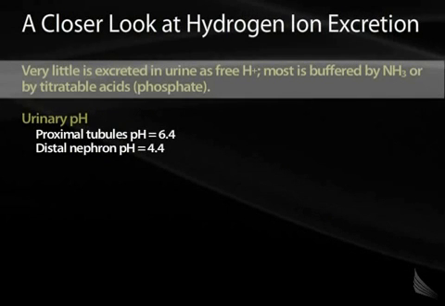Very little hydrogen ion is excreted freely. Most is excreted in the form of ammonium or titratable acid. Important to recall, the pH of the urine varies according to the location in the nephron.